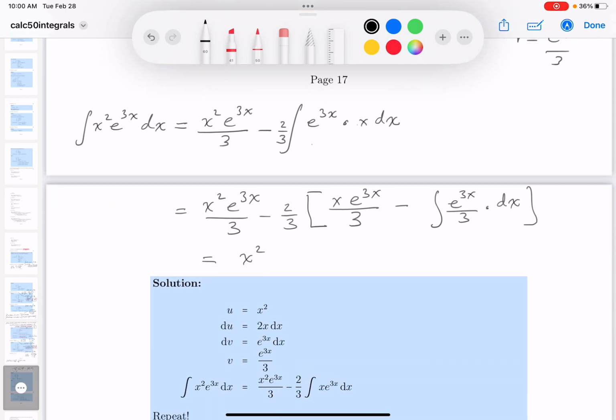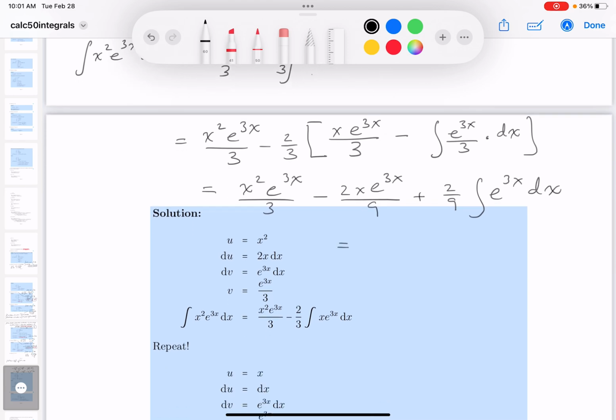So it's going to be x squared e to the 3x over 3 minus 2x e to the 3x over 9, and this is going to be plus 2/9 integral of e to the 3x dx. I think I can do it. So x squared e to the 3x over 3 minus 2x e to the 3x over 9. Now let's be careful about this. It's going to be plus 2 e to the 3x. I'm dividing by 3, but there's a 9 there already, so 27, plus some constant of integration.